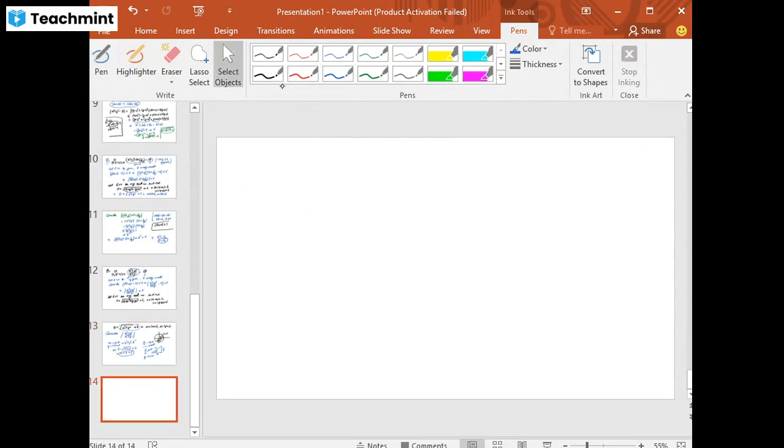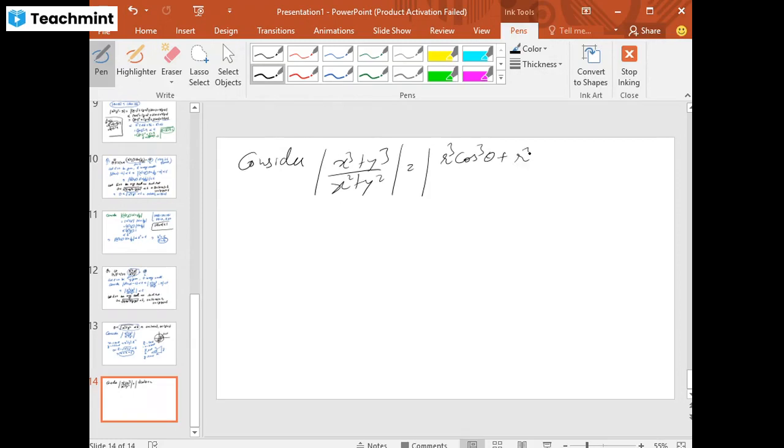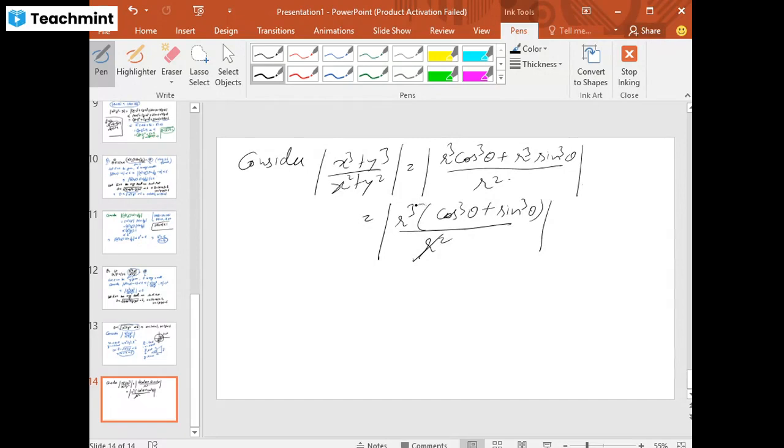Okay. Now let us consider this again. I can rewrite this as x cube plus y cube upon x square plus y square. So this is equal to r cube cos cube theta plus r cube sine cube theta upon x square plus y square, which is r square. So here you can see 2 powers of r get cancelled out, because r cube is common in the numerator: r cube times cos cube theta plus sine cube theta upon r square. So 2 powers of r get cancelled out.